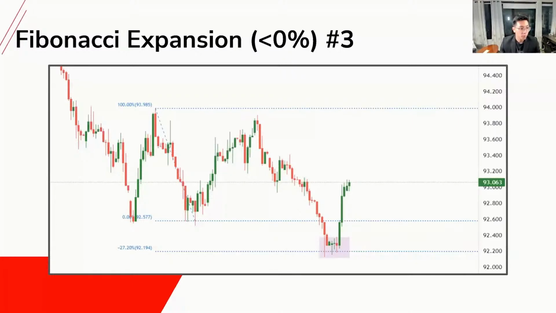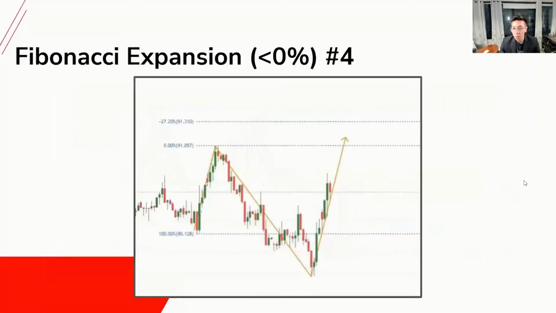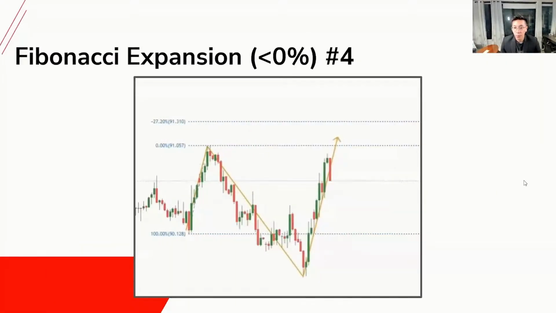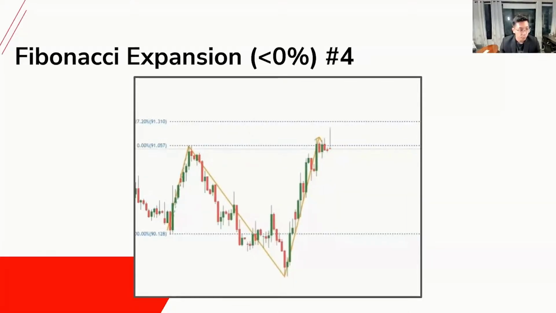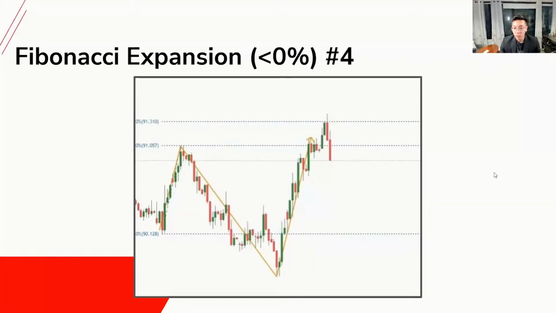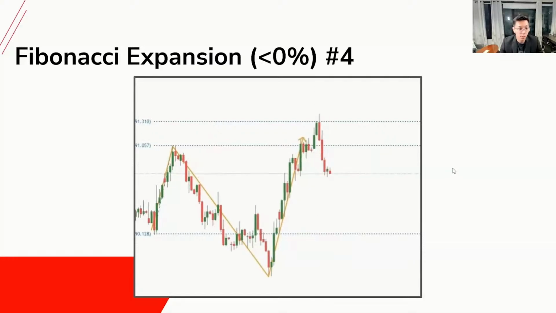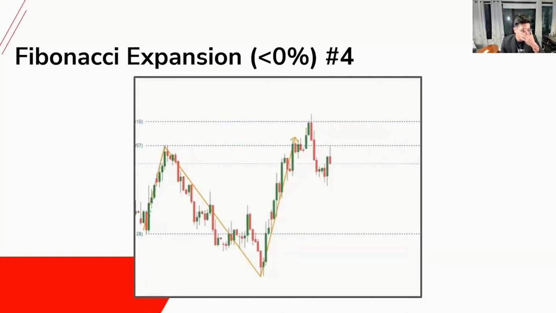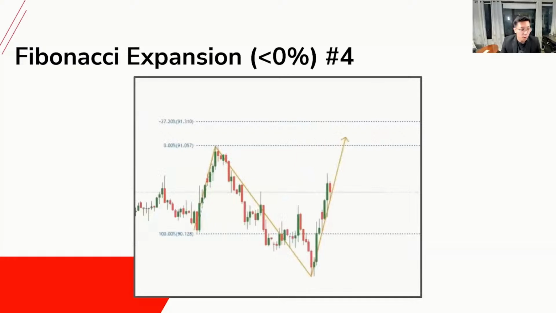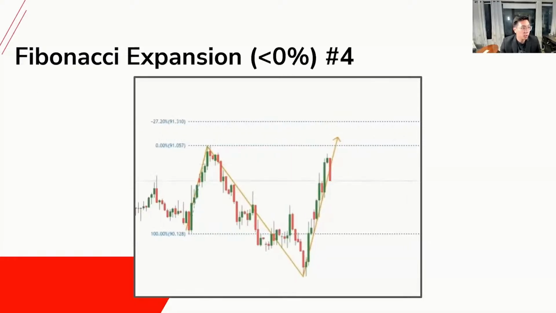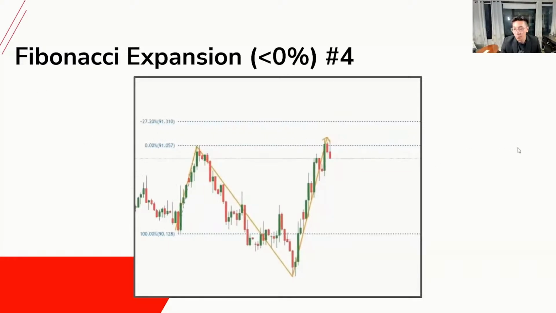Okay, so next, the fourth example. In this GIF, take note of the shape outlined by the orange arrow. Price retraces more than 50% of the Fibo trend line, and in this case, more than 100%, and reverses nicely off the negative 27.2 Fibo expansion level.